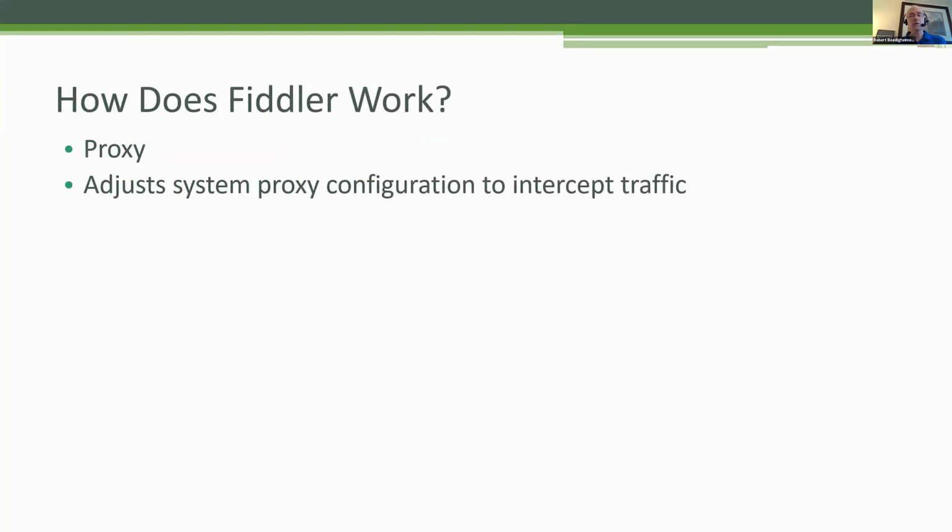So how does Fiddler work? Fiddler's what's called a proxy. So it's going to sit between the client and the server, watching the HTTP or HTTPS conversation. On Windows, it's going to adjust the Windows proxy configuration so it can intercept traffic. So let's take a look at what that would look like.